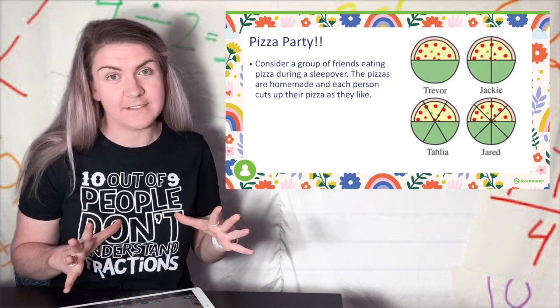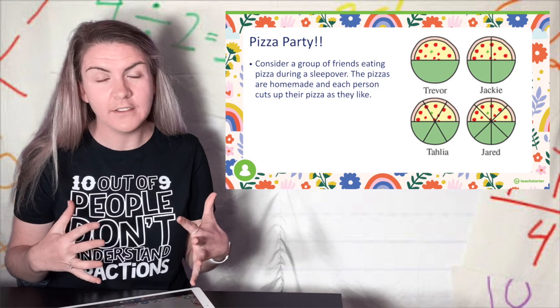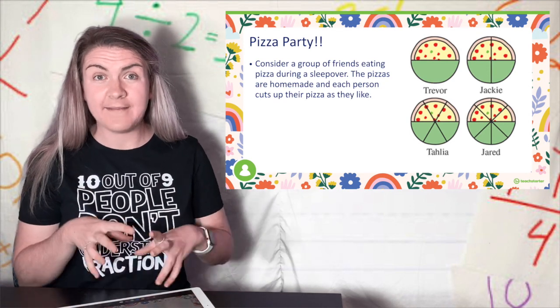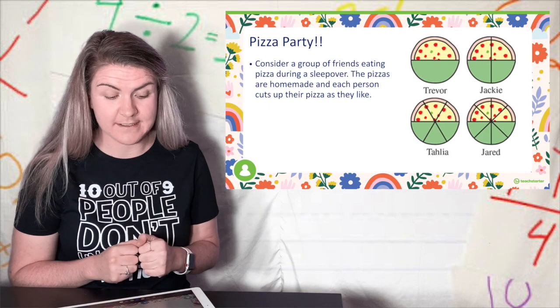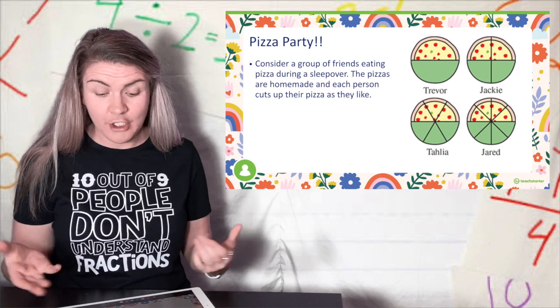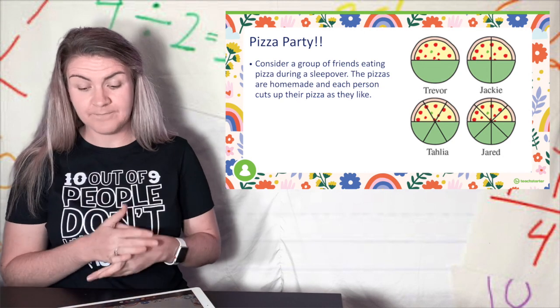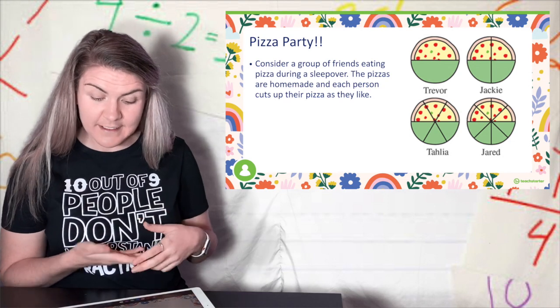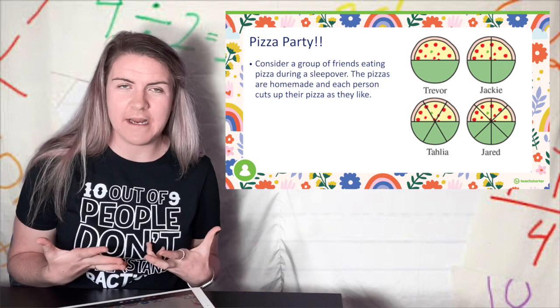Let's think of a pizza party, because I love pizza. Now, at this pizza party, a group of friends are sleeping over and they're making homemade pizzas, which means every person can cut up the pizza however they like. Trevor cuts it into 2 pieces. Jackie cuts it up into 4. Talia into 6. And Jared does the standard 8 pieces.